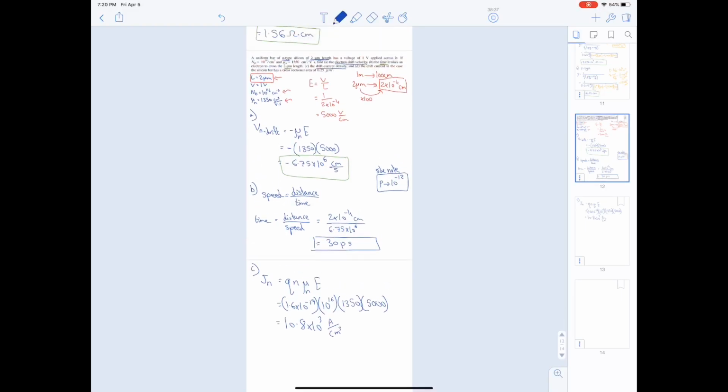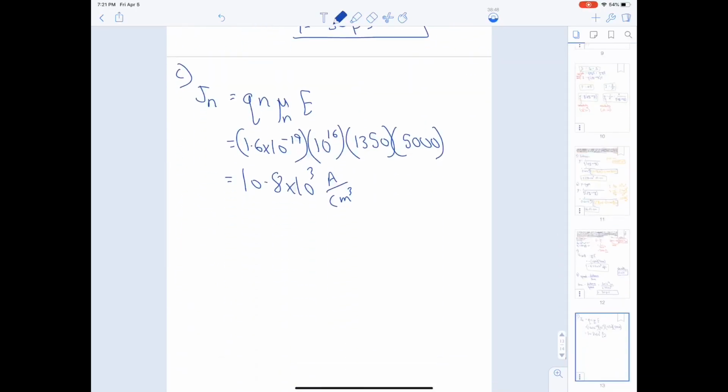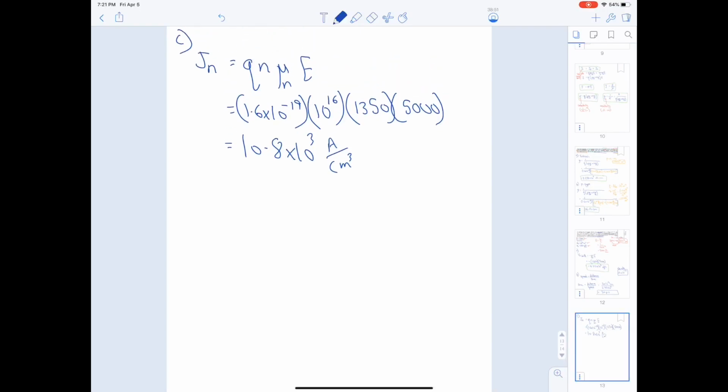Okay, that's part C. Now for part D, the drift current in the case the silicon bar has a cross-sectional area of 0.25 micrometer square. Now we have the area. For part D, they need the drift current, giving that area as 0.25 micrometer square. Okay, micrometer square.